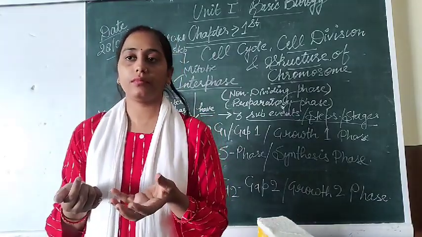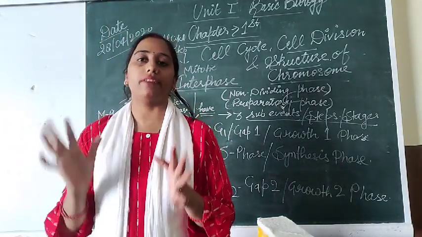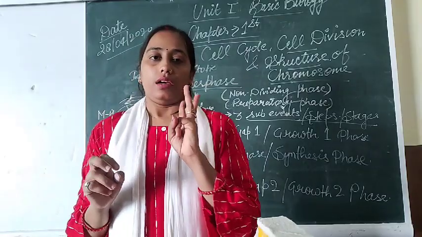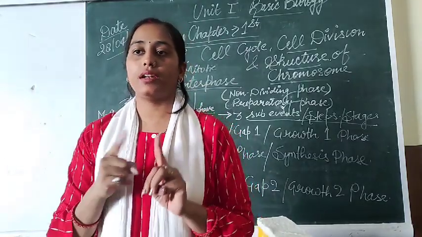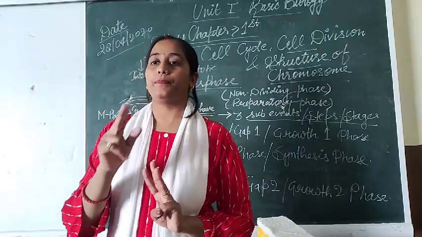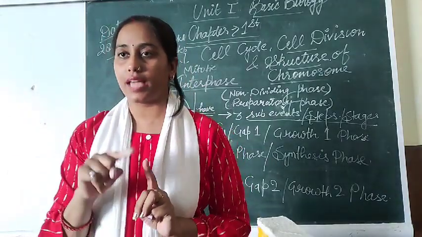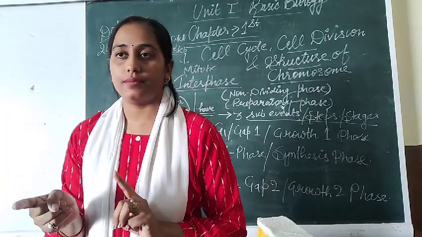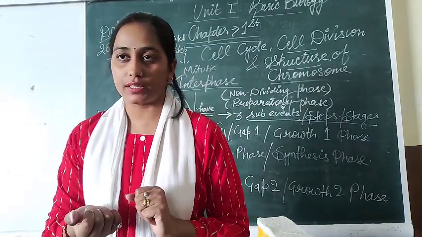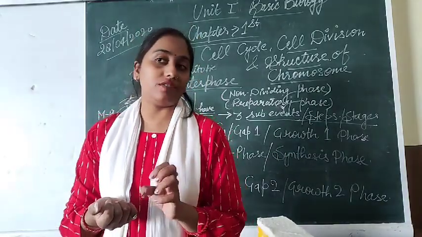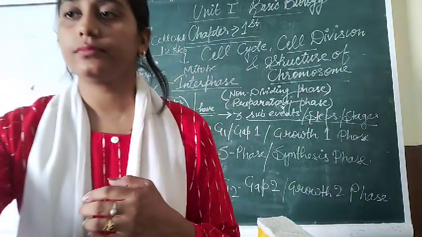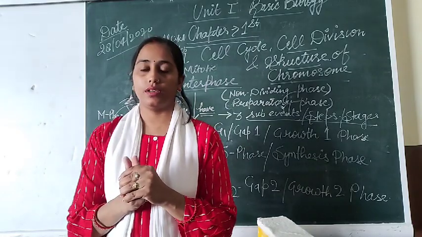It becomes mature. It becomes fully grown, but not divided. Then after, what happens in the interphase? There are mainly 3 sub-stages in the interphase. Number 1 is G1 phase, number 2 is S phase, and number 3 is G2 phase. In G1 phase, that is gap 1 phase, what happens? Gap 1 means growth first phase. Growth of the cell will take place in G1 phase, and G1 is an initial stage. Initial means first stage, right?